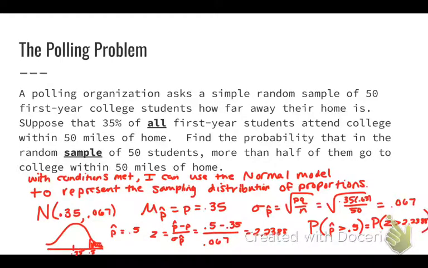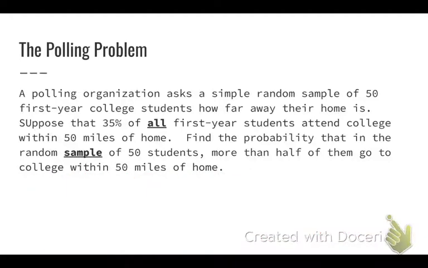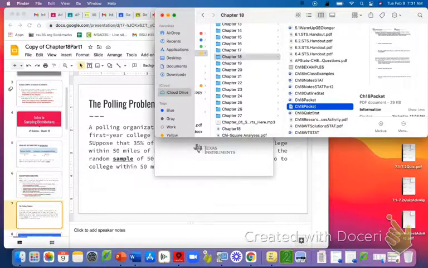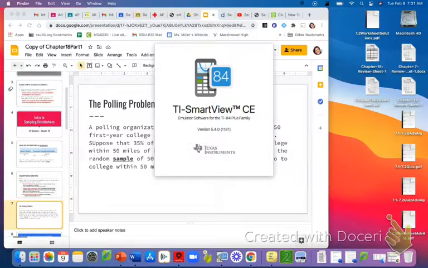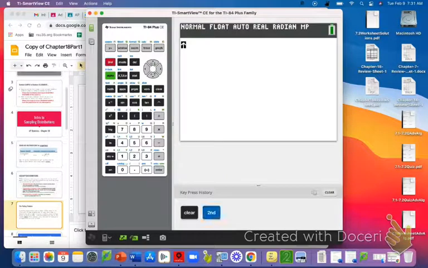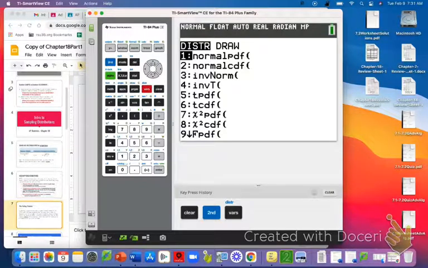Okay, and now it's just a matter of calculator work. I should have my calculator on here. So how do we do that on our calculator? Well, we go to second and then vars. Give it a second, just in case you forgot. So we go second vars, normal CDF.